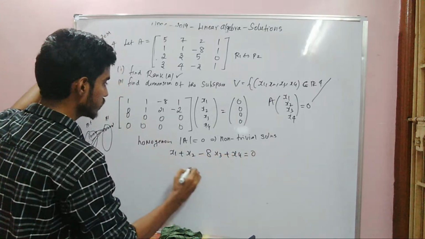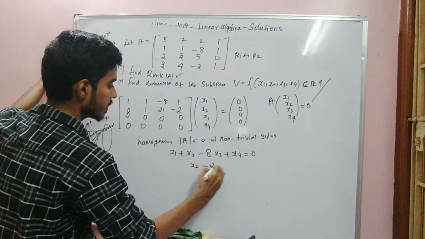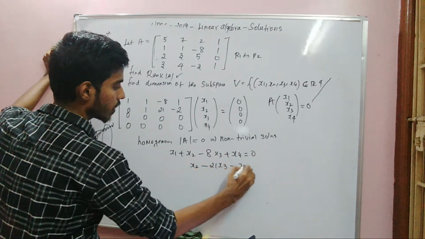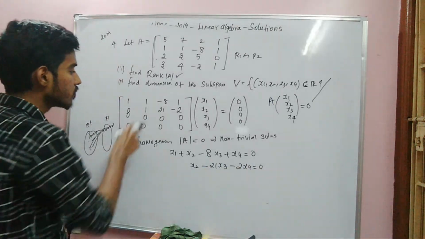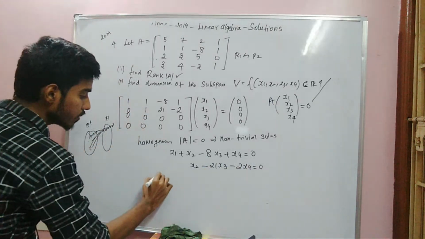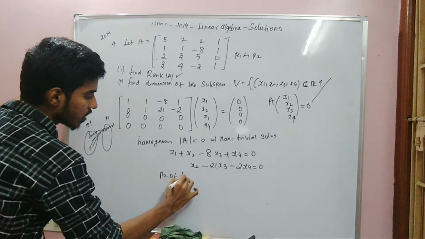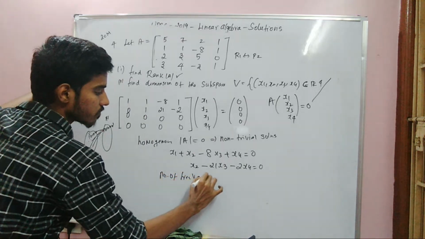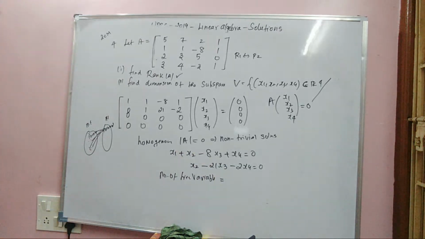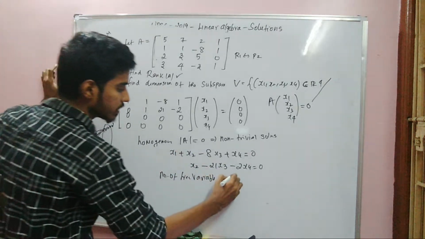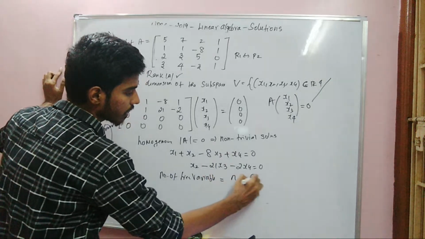And if I multiply this, we will have x2 minus 21x3 minus 2x4 is equal to 0. So we have only 2 equations. That means we need to find the number of free variables. So the number of free variables is equal to, we have a formula for free variables. What is the formula? It is nothing but n minus rank of A.